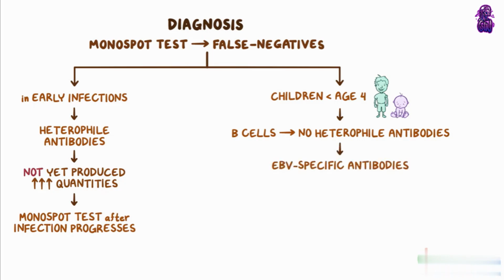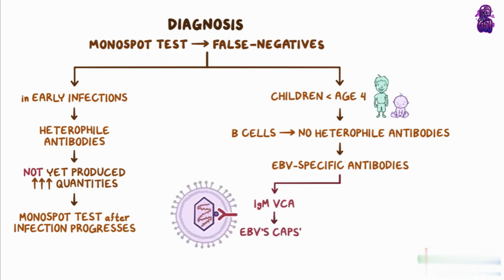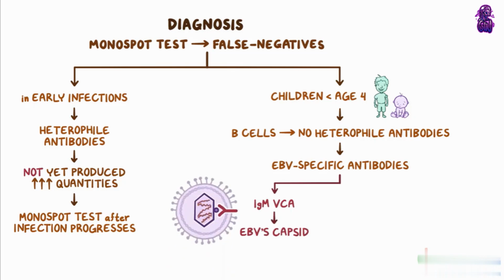The EBV-specific antibody, whose presence indicates an acute infection and can help confirm a mono diagnosis, is the IgM viral capsid antigen antibody, or IgM-VCA antibody. This is an antibody against EBV's capsid or protein coat. Other EBV-specific antibodies that can be tested for are IgG antibodies to EBV nuclear antigen, or EBNA, which only show up long after symptoms have resolved and are markers of a latent infection.